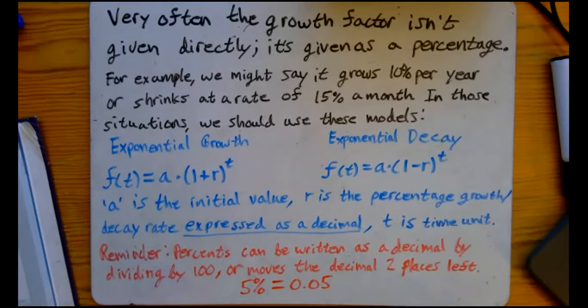Percent even means divide by 100. Per means divide, and cent means 100, like century or cents. 100 cents in a dollar, 100 years in a century. So you can always convert a percentage to a decimal by dividing by 100.